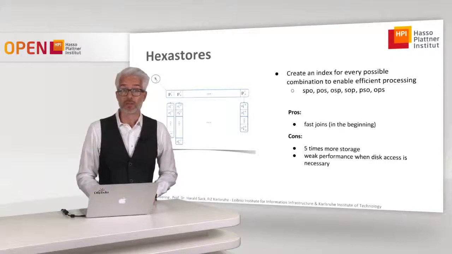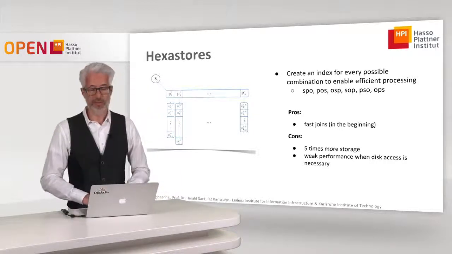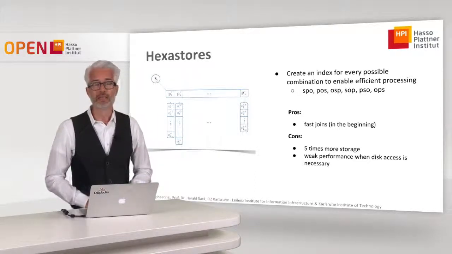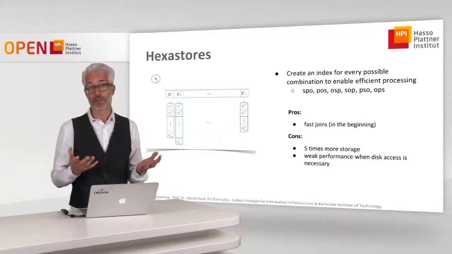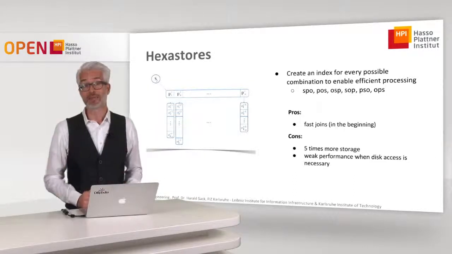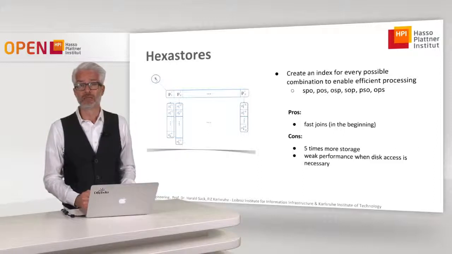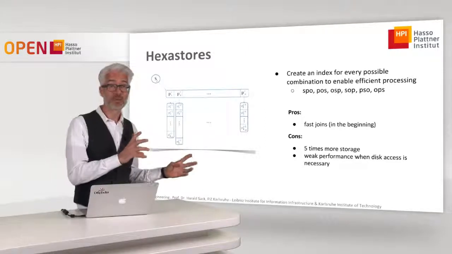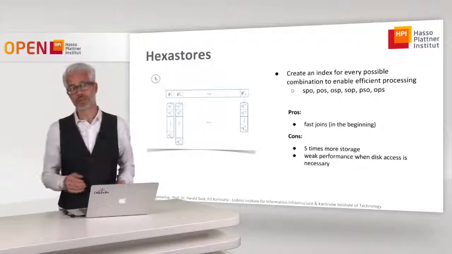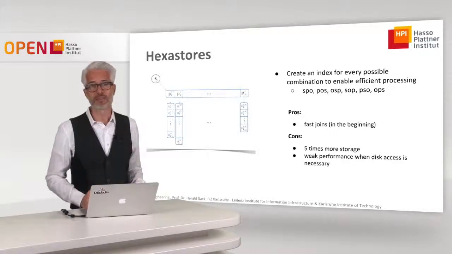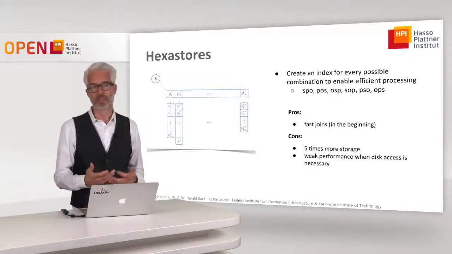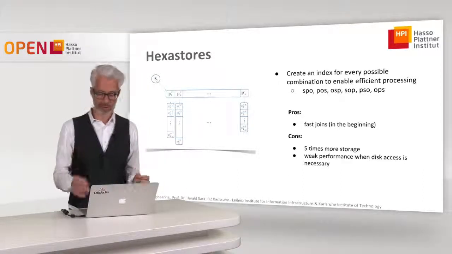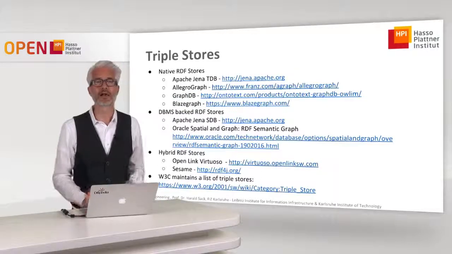Before we come to an end, let's shortly have a look at the pros and cons of these hexa stores. Of course, in the beginning you have fast joins, but the problem with hexa stores, you see this, you need additional indices, you need 5 times more storage. And of course, if you need so much storage, sometimes this does not fit into the memory and then you have to switch over to the disk, and disk I/O, of course, is costly, takes time, and therefore this might be in the end an inefficient implementation. So this might be a drawback if your database becomes large.